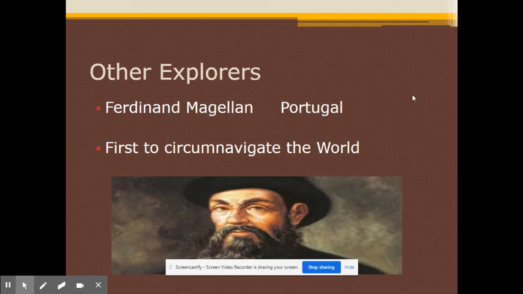Magellan, sadly enough, did not complete the voyage. About 3/4 of the way through, they ran into a tribe of islanders that didn't like these people on their land. He was killed, and his men had to finish the voyage without the leadership of their captain.